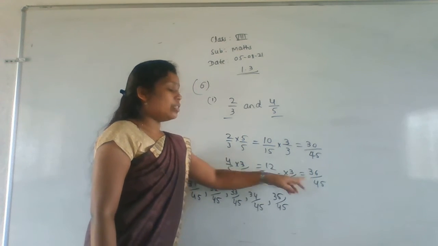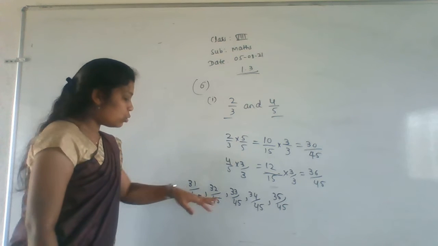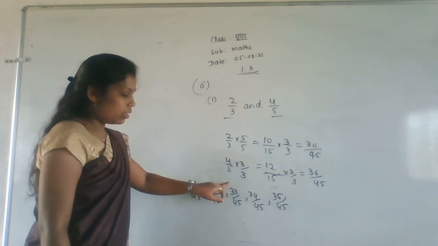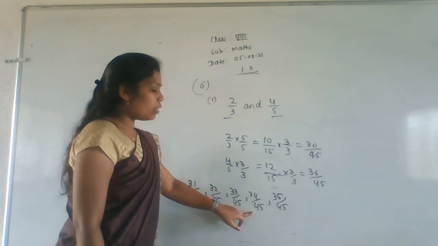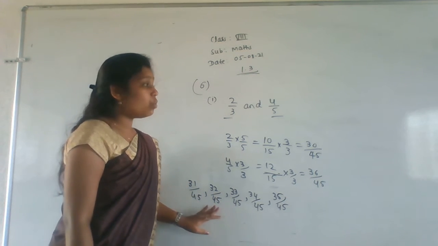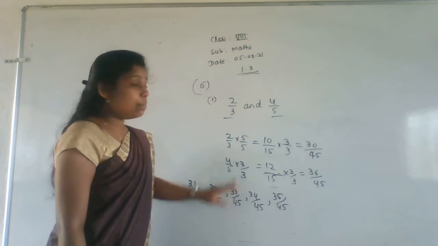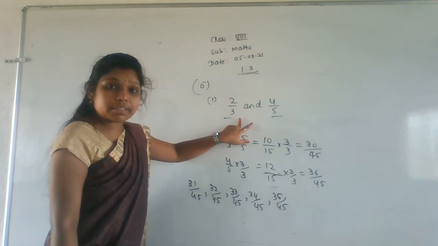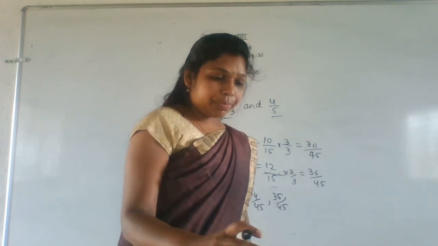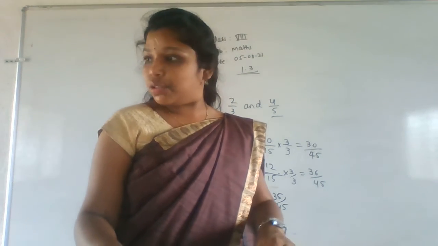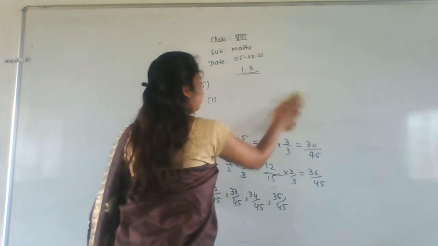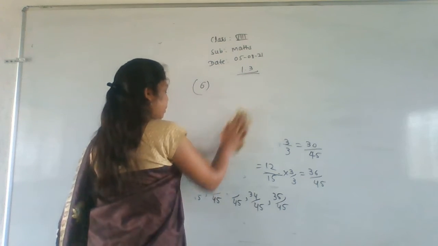Then in between these two, what are the rational numbers here? That will be 31 by 45, 32 by 45, 33 by 45, 34 by 45, 35 by 45. Getting everyone? So like this we have to write the rational numbers in between the given two rational numbers. Yes. Now we'll go with the second one. What is the second question they gave here? That is minus 3 by 2 and... Second problem, sixth main, second one.